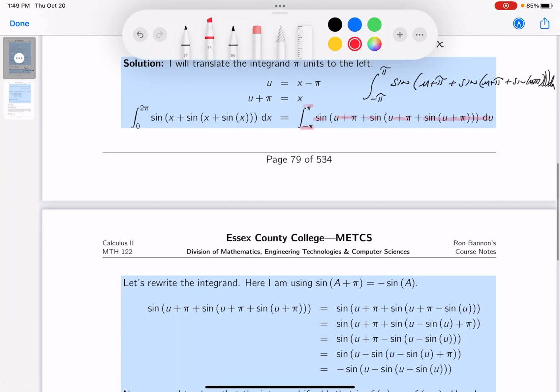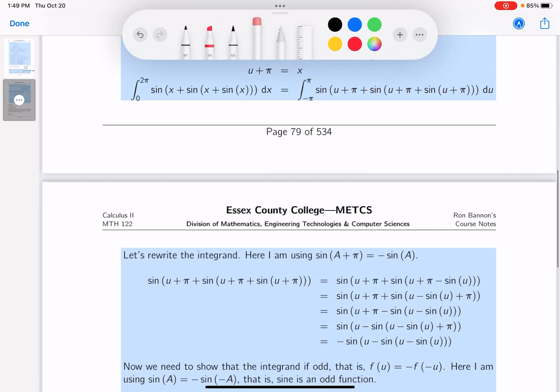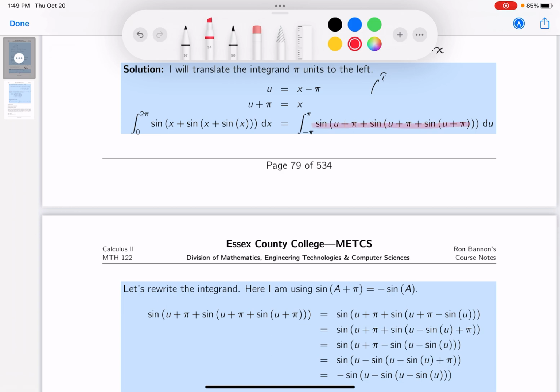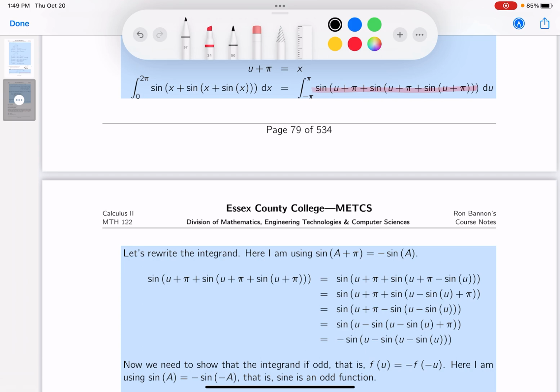The next thing I want to do: looking at the integral, it still looks like a nightmare to me, but at least if I could show this function is odd, this integration would be 0. But that's going to be a little tough. So I want to use an identity that you are probably pretty aware of: the sine of a plus pi is equal to sine of a cosine of pi plus the cosine of a sine of pi. What would this give me? It would just give me minus sine a.